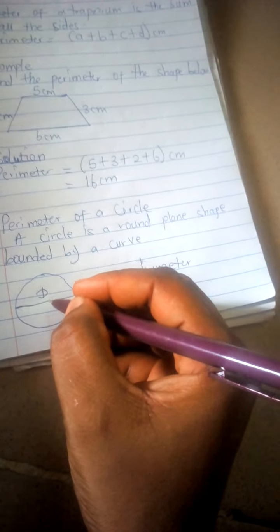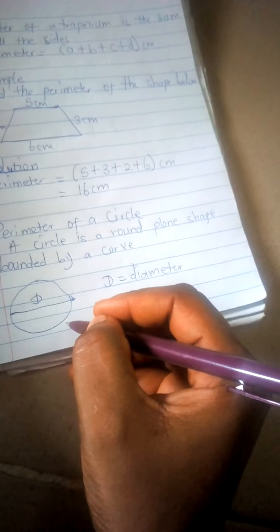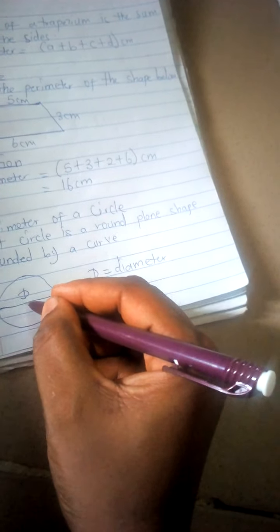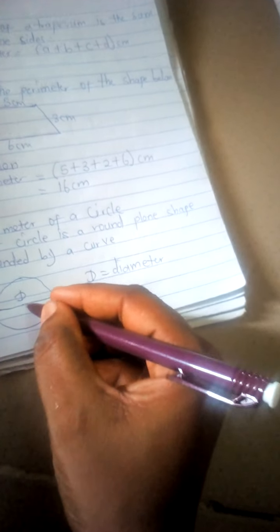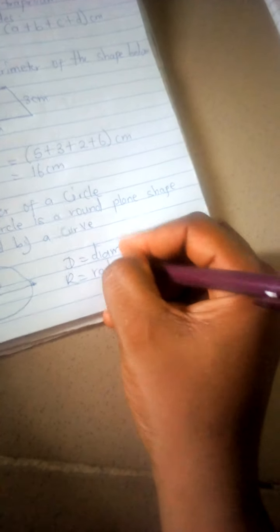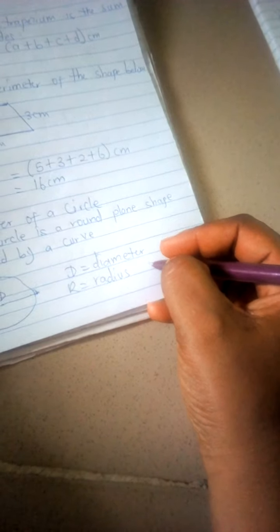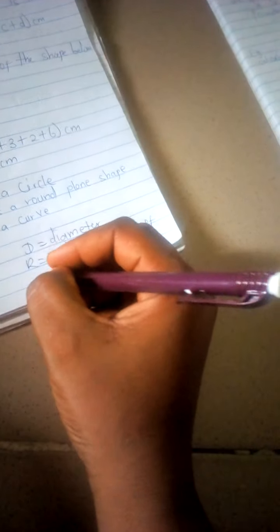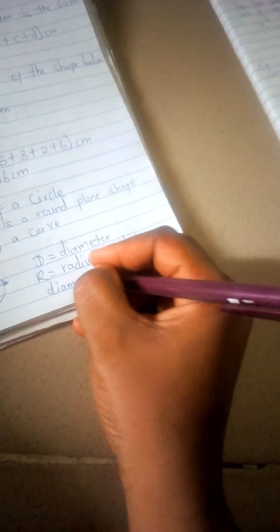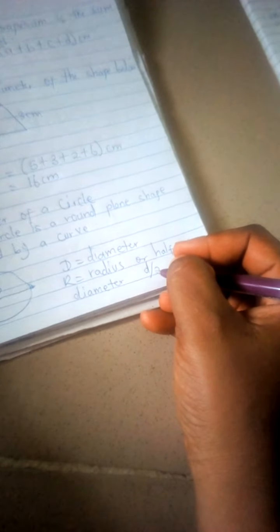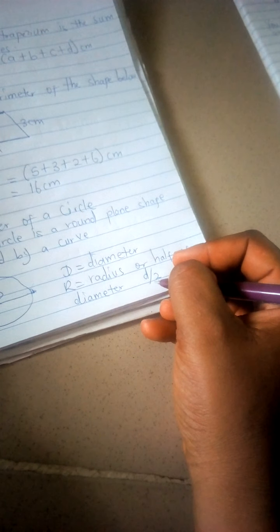And then we talk about the radius. The radius is from the point here to the circumference. It's from the middle. The short line is half of the diameter. So our radius is equal to half of the diameter. You can write it like this: d over 2. That's half. I hope you're following. Yes, d over 2. That's the radius.